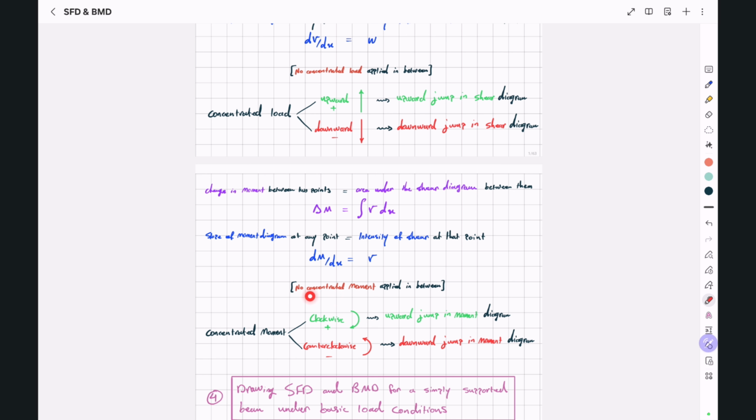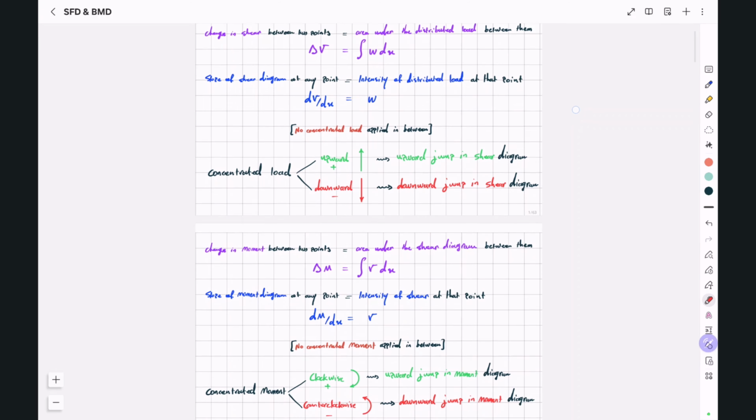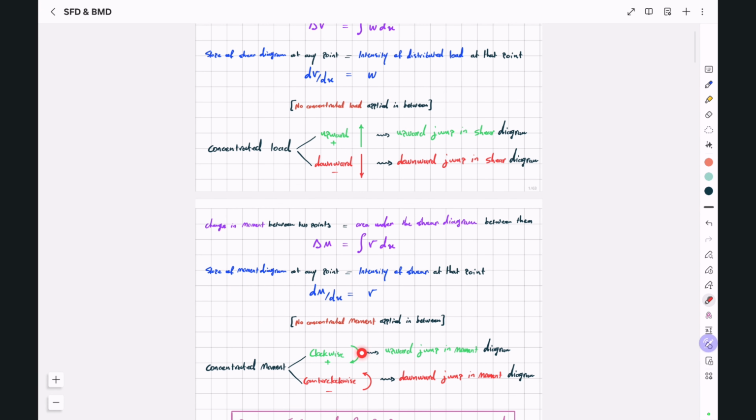Between any 2 points, if we have a concentrated moment, we're going to have a jump in our moment diagram. For example, at this point, or at this point, we're going to have jumps in our moment diagram. For clockwise moments, we're going to have an upward jump. And for counterclockwise moments, we're going to have downward jumps in the moment diagram. And these directions that I mentioned here are all based on the sign convention I chose and explained to you at the beginning of the video.